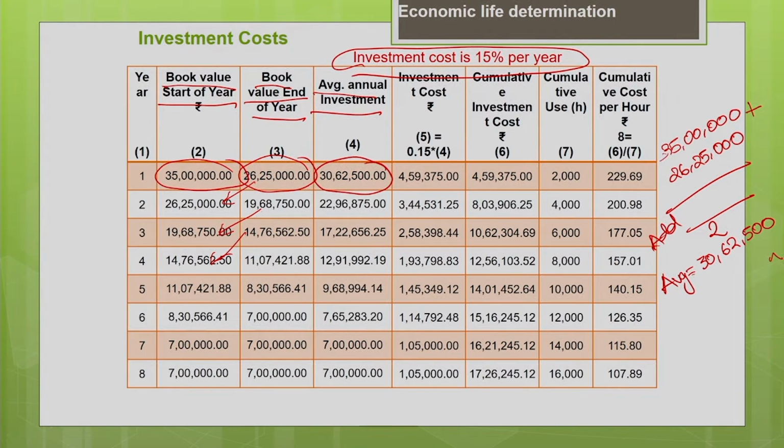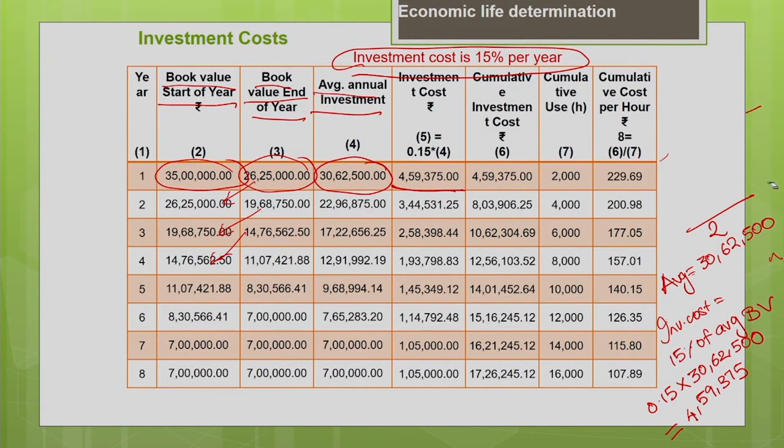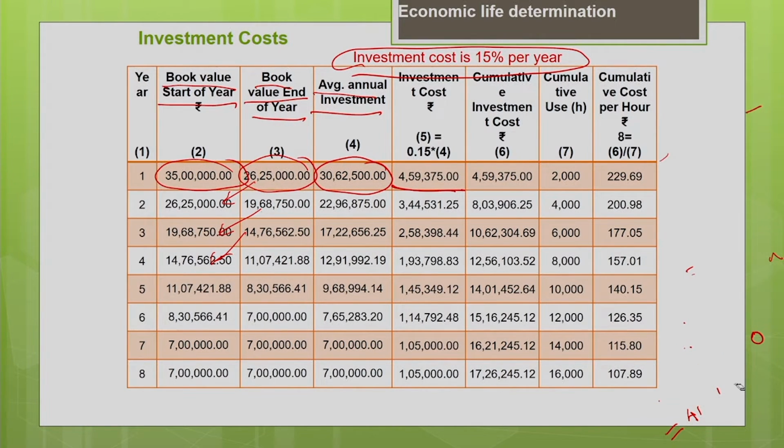Now you calculate the investment cost. Investment cost is nothing but 15% of the average book value of the particular year. So 0.15 into the average book value, 30 lakh 62,500. What will be the investment cost? It's nothing but 4 lakh 59,375 for the first year. So this is how we have to calculate the investment cost for every year. One more sample calculation I will show so that you will understand better.